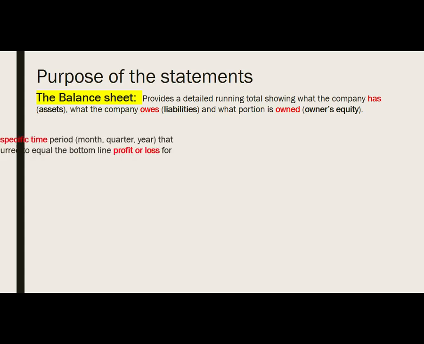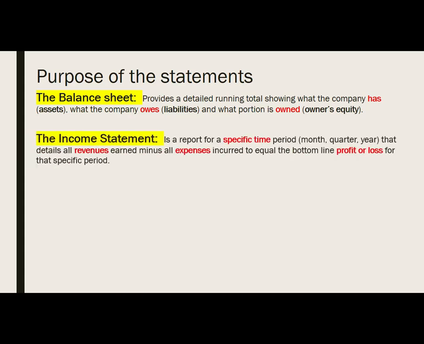Now your income statement reports a specific time period, a specific accounting period. Remember that. So a month, a quarter, a year. And what it does, it shows you all the revenues, all the sales earned, minus all the expenses, the costs incurred to make sure those revenues happened. And then once you take away all the expenses from those revenues, it'll tell you if you have a bottom line profit or loss for that specific period.